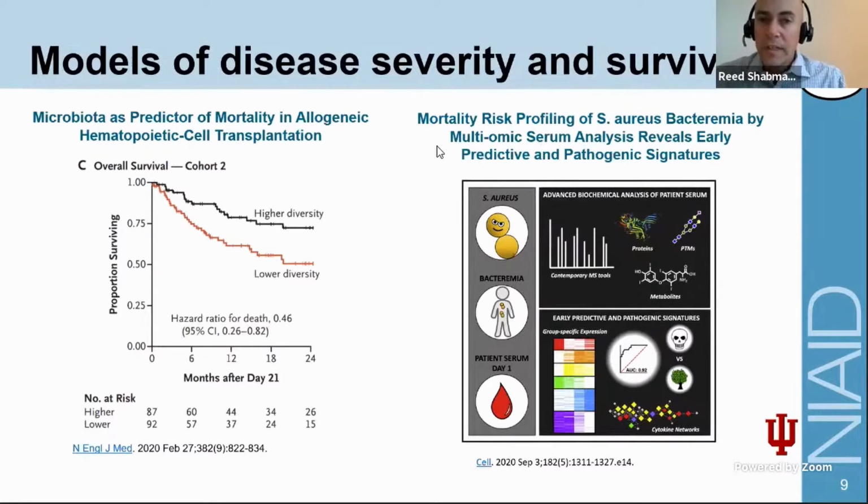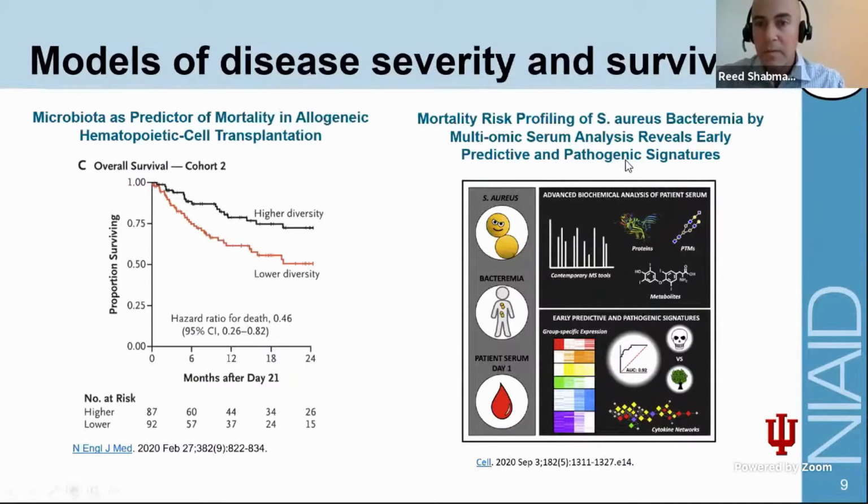You can also look at this in the context of Staph aureus, so mortality risk profiling of Staph aureus bacteremia by multi-omic serum analysis. They're looking at serum and taking a number of large-scale data sets to predict early and predictive and pathogenic signatures.